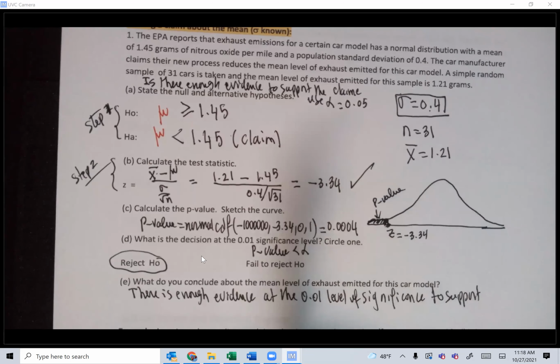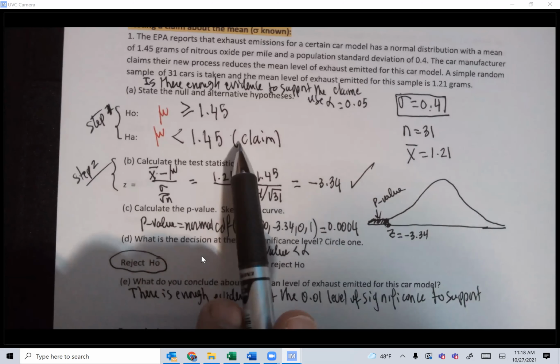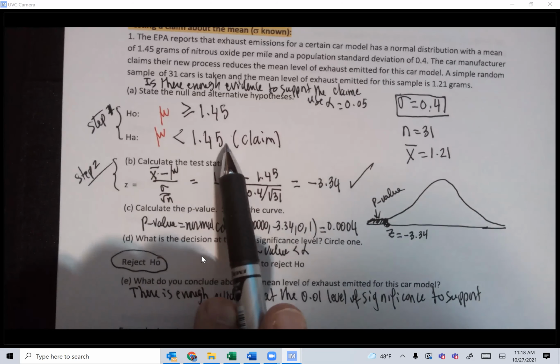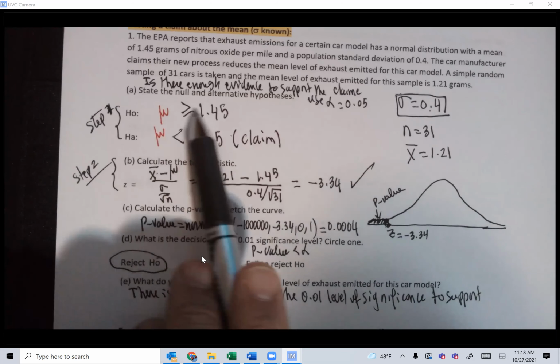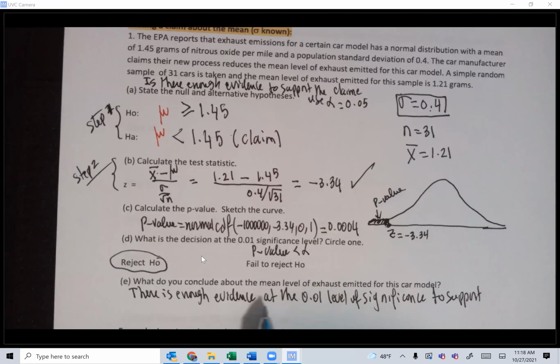When you reject H0 and the claim is in Ha, that means the claim can be supported, because you say this is bad. That means the second one is good. So you say there is enough evidence at the 0.01 level of significance to support the claim.